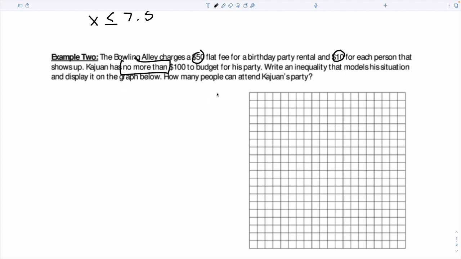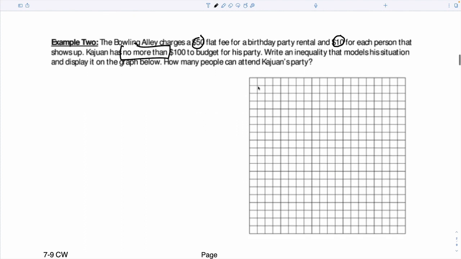How many people can Kawan invite to the party? What is my number that repeats? What's the number that stays the same? Between 50, 10, and 100, which number is repeating? 10 is per person. You found your variable. What's my variable for this one? Sure, but what does X mean? The question kind of clues me into the variable, since the variable is the missing thing. What does the question ask me to find?